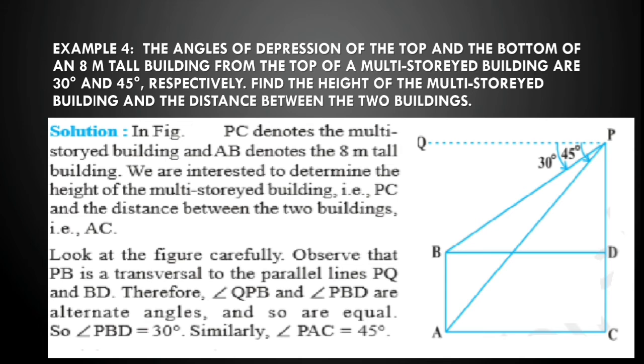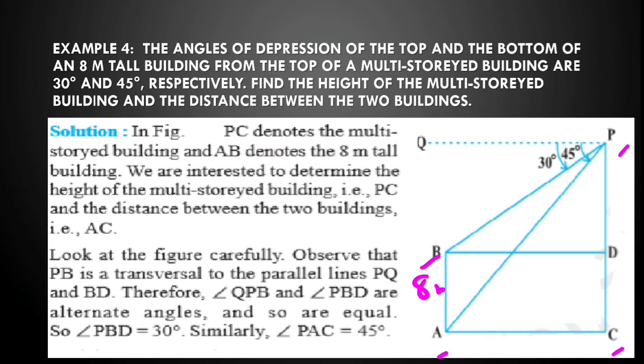The angle of depression of the top and the bottom of an 8 meter tall building from the top of a multi-storied building are 30 degree and 45 degree respectively. Find the height of the multi-storied building and the distance between two buildings. So in the figure, PC is the multi-storied building and this AB is the 8 meter tall building. So the AB length is 8 meter given.